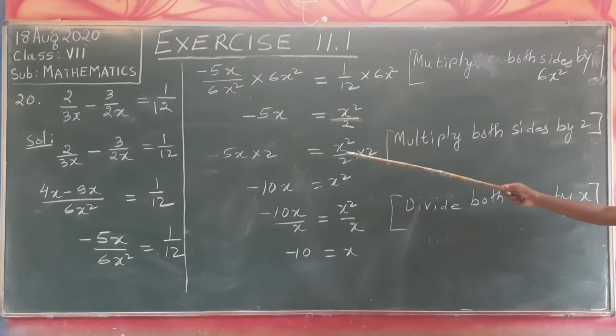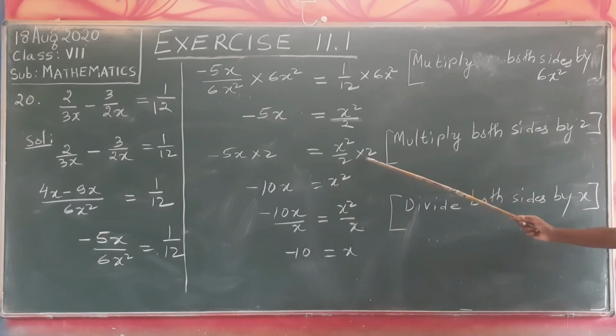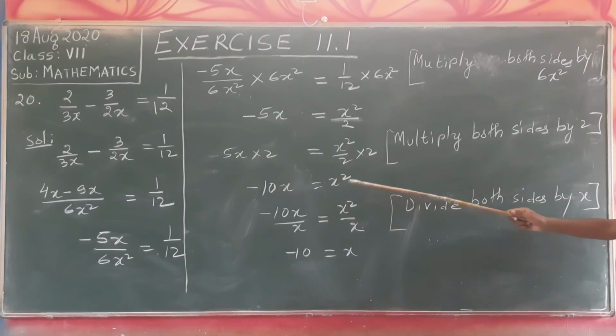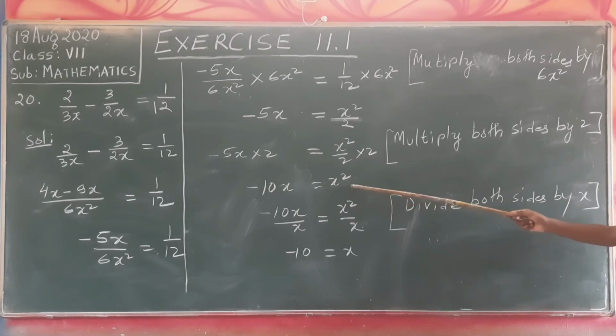Now here 2 we have to remove. In order to remove 2 we have to multiply 2 on both the sides. 2 on what? Both the sides. So minus 5x into 2 we get, and equal to x square upon 2 into 2 we get. So ultimately we get what? Minus 10x is equal to x square.